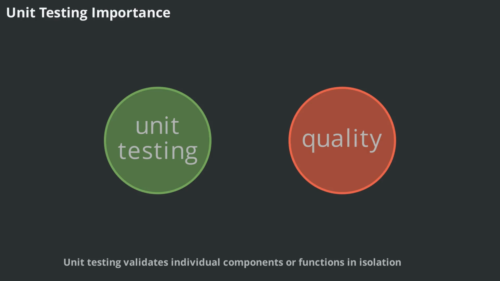Unit testing validates individual components or functions in isolation, ensuring each part performs as expected. In Android, unit tests focus on methods and classes without external dependencies. Reliable unit tests improve code quality, catch bugs early, and support continuous integration workflows.